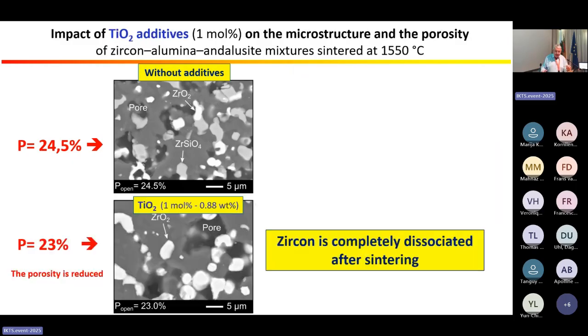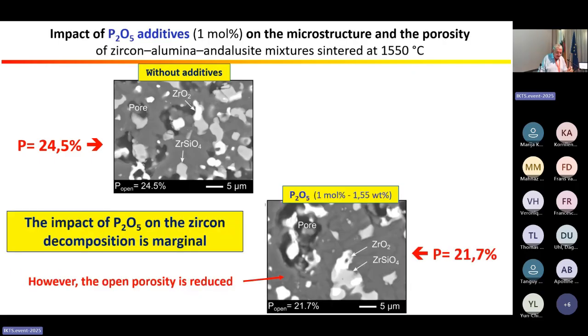The zircon is completely dissociated after sintering when we use titanium oxide additive, and the porosity is reduced. It's a very beneficial effect. And concerning the phosphate oxide, the decomposition of the zircon is marginal. However, the open porosity is reduced.